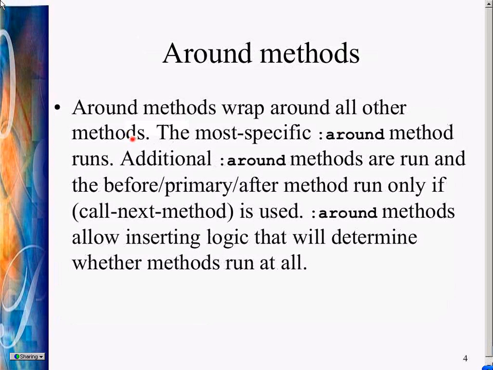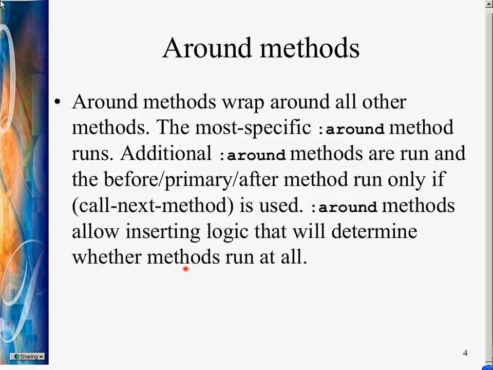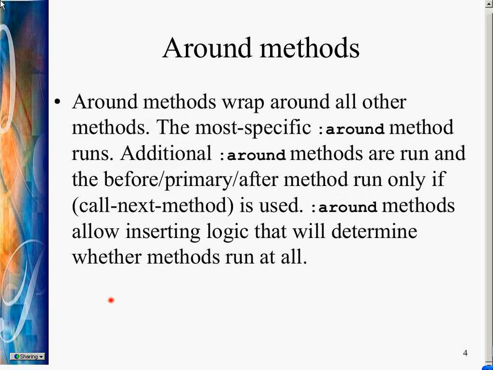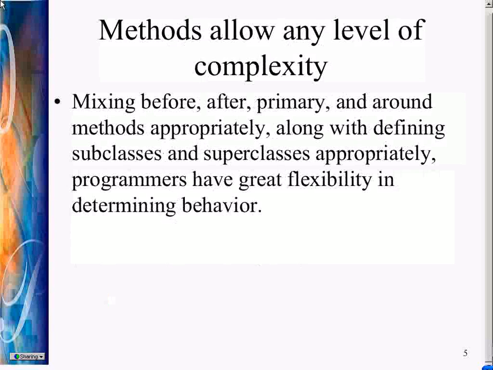Around methods wrap around all other methods. The most specific around method runs. And then additional around methods or before, primary, after methods run only if call-next-method is used. Around methods allow inserting logic that will determine whether methods run at all. I don't usually just read the slides, but in fact these slides are exactly what you want to say. So that is the basic story of around methods.